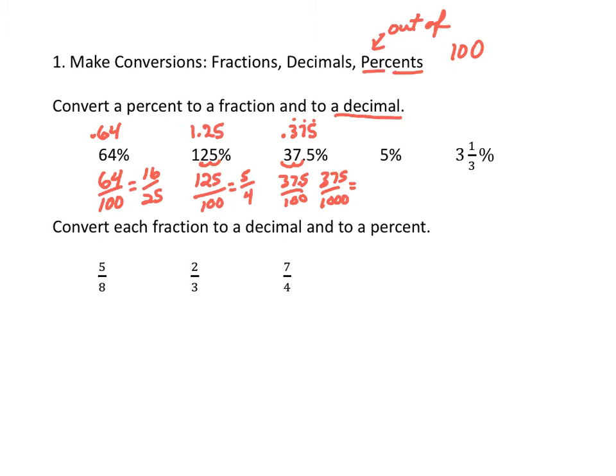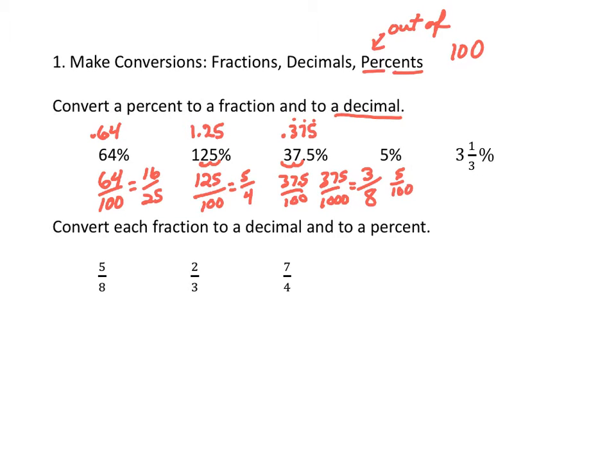So to reduce 375 thousandths, common factor, let's try 125. So I'm going to divide by 125. 375 divided by 125 is 3. Let's try 1,000 divided by 125 is 8. So that is 3/8. Remember, always write your fractions in reduced form. 3/8.